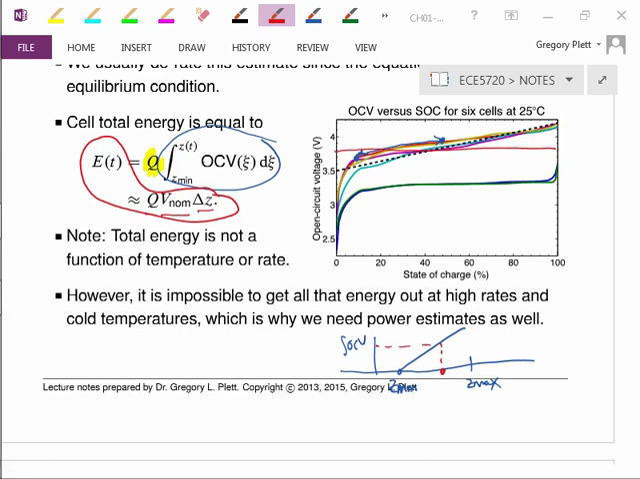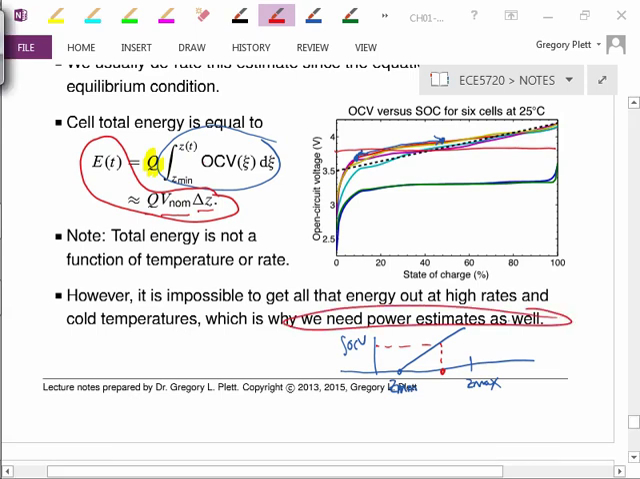If I just pull energy out very, very slowly, what is the maximum amount that I can get out? We would have to perform a more complicated equation to say, well, what is the energy that I can get out at a 1C rate before hitting a voltage limit? We could figure out how to do that, but that's really, practically speaking, not important. The rate confusion of how much energy can I get out at a certain rate is really asking the question, how much power can I get out without hitting a limit? And that's why we need the power estimates as well.